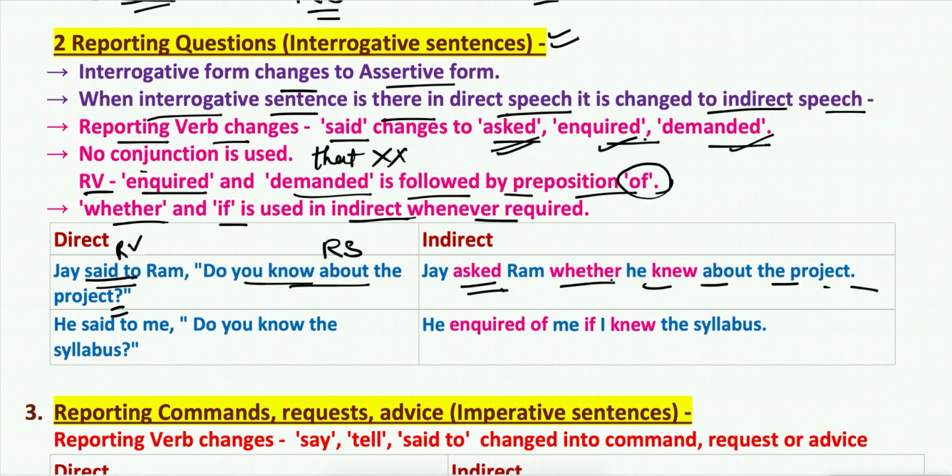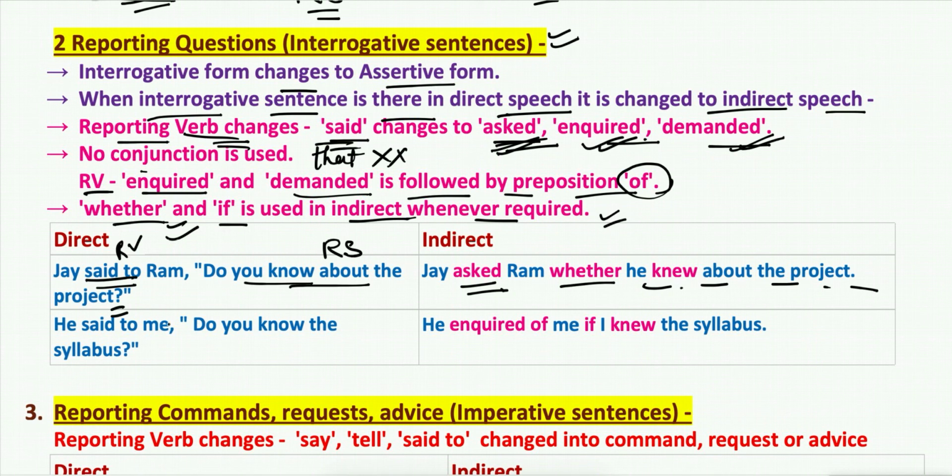In this sentence, do you know about the project, whether is used: whether he knew about the project. So this is how we convert an interrogative sentence from direct form to indirect form. Jay said to Ram, do you know about the project? Jay asked Ram whether he knew about the project. So the reporting verb said is changed to asked, and whether and if can be used while writing the indirect form. And said can also change to inquired of or demanded of.